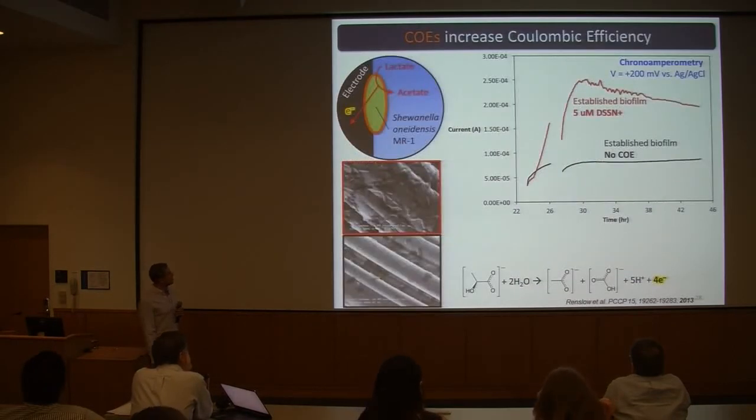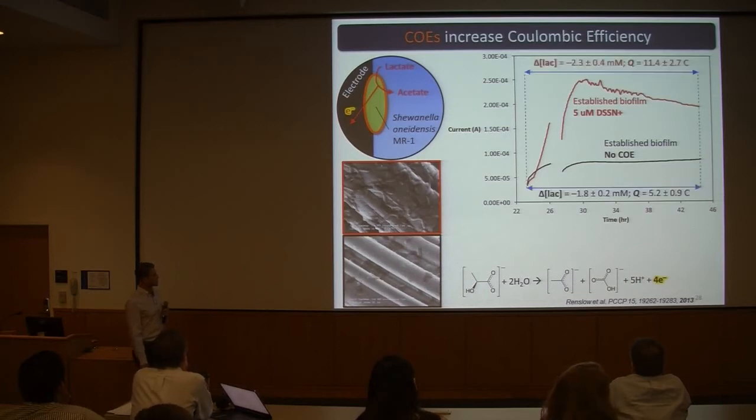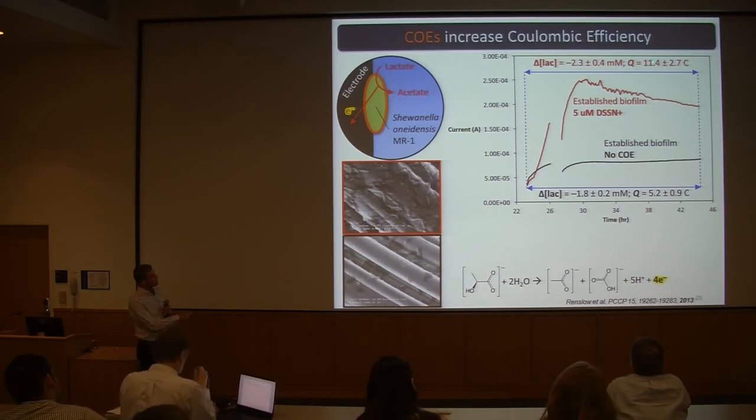Now, I alluded to this earlier, every lactate molecule should produce 4 electrons if everything's working right, if you have 100% Coulombic efficiency. But as we all know, in bacterial systems, it's impossible to get 100% Coulombic efficiency. So if we integrate the charge between these 2 points, we can see that with COEs added, you get a larger amount of charge collected than without COEs.